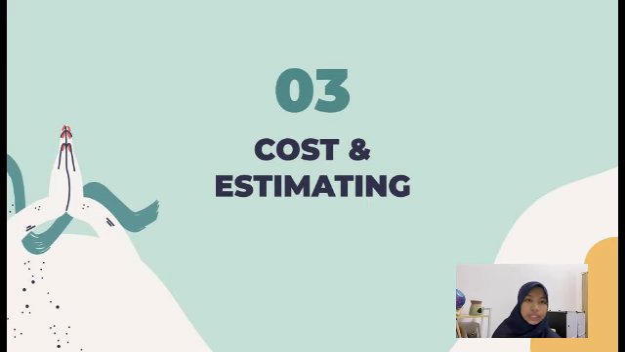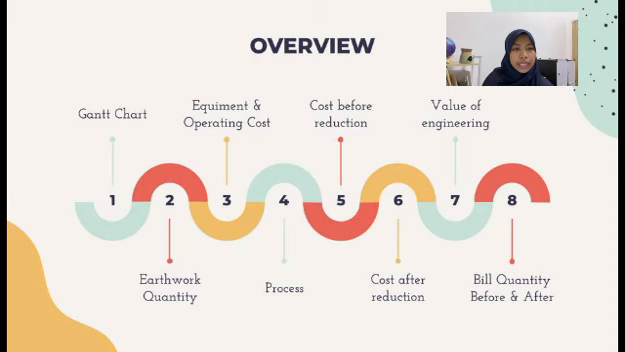Cost and estimating is the last minor department that will be discussed. Basically, in this project, the overview includes the Gantt chart, earthwork quantity, equipment and operating costs, process, cost before reduction, cost after reduction, value of engineering, and bill quantity before and after reduction.